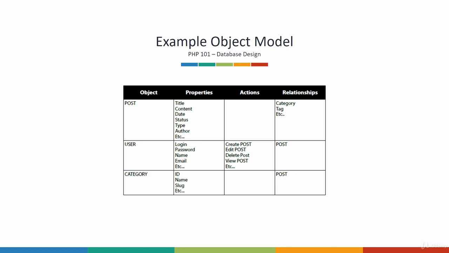Okay, so again, this is really just a map of all of the different objects you're going to have, the properties that you're going to collect, the data you're going to collect about each one, the actions they're going to be able to perform, and the relationships that they will have with other objects in your object model. Okay, so this is important to kind of lay out.